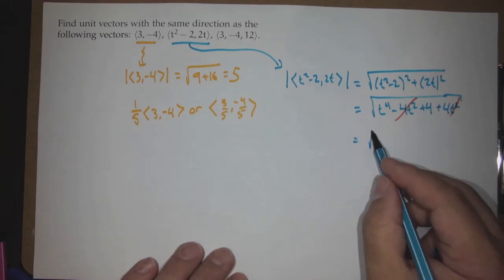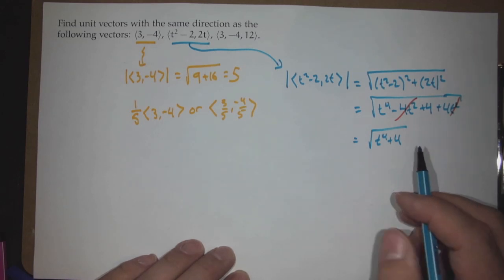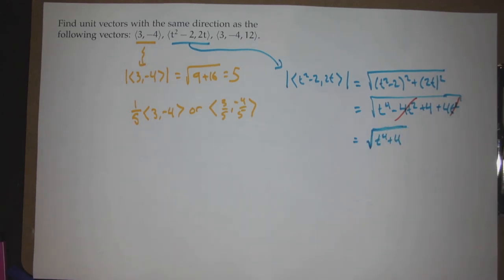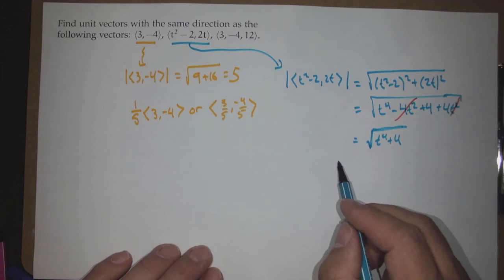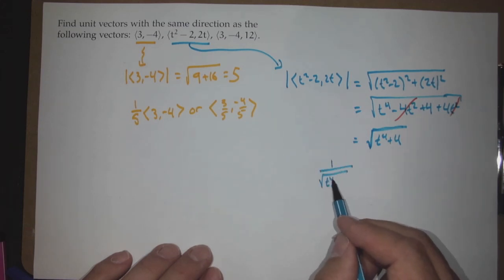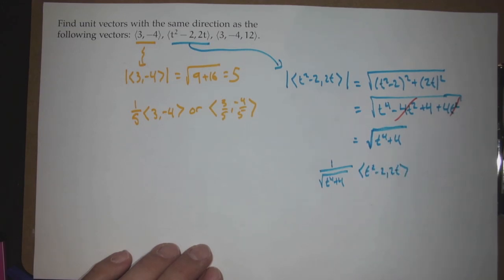So we end up with the square root of t to the fourth plus 4, because I can't simplify any further. That's as simple as it gets. Okay. So, what's the answer for the unit vector that points in the same direction? 1 over the square root of t to the fourth plus 4 times t squared minus 2, 2t.